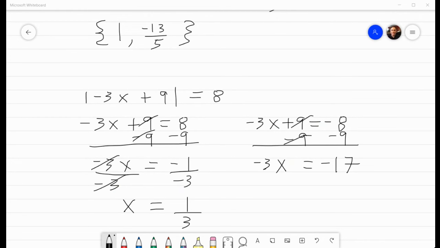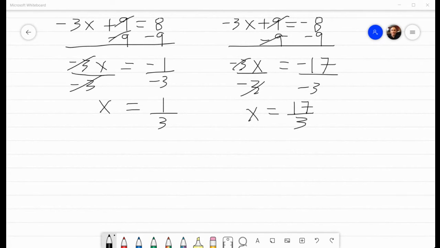Okay, so what's next now? Well, next we divide both sides by negative 3, right? And we get x is 17 over 3. I mean, you really don't want to write it as negative 17 over negative 3. It's not wrong, but it's better to cancel the negatives.